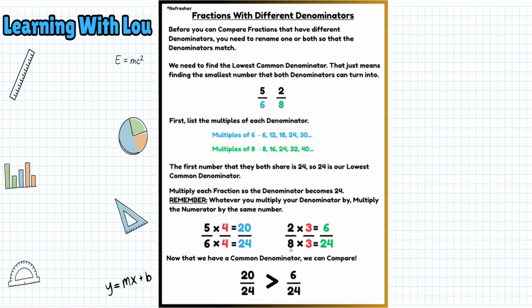And now over here, I have to make this denominator 24. I'll do 8 times 3, and then I have to multiply by the same number, so I'm going to do 2 times 3, which gives me 6/24. And now that I have matching denominators, I'm able to go ahead and compare these. I could very quickly see that 20/24 is greater than 6/24.